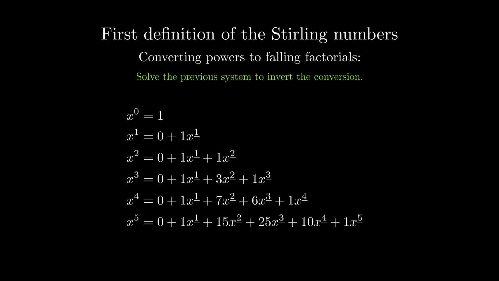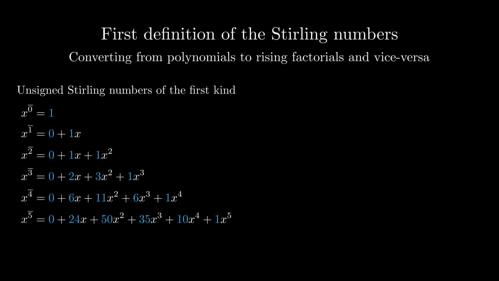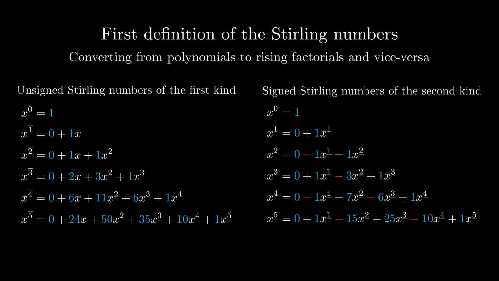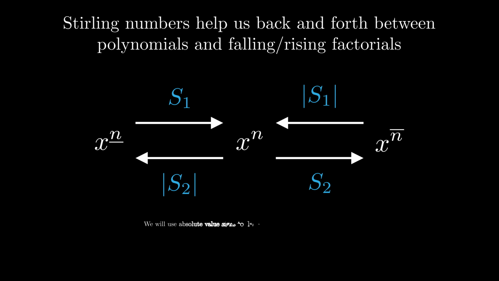Now, instead, let's reverse this process and write powers as linear combinations of falling factorials. Now if we collect the coefficients, we instead get a row of Stirling numbers of the second kind. However, notice that this time these are unsigned. If we had used rising factorials instead, notice that the Stirling numbers of the first kind would be unsigned, while the Stirling numbers of the second kind would be signed. So in other words, Stirling numbers are related to the coefficients when we try to convert an expression in terms of polynomials to an expression in terms of rising or falling factorials.